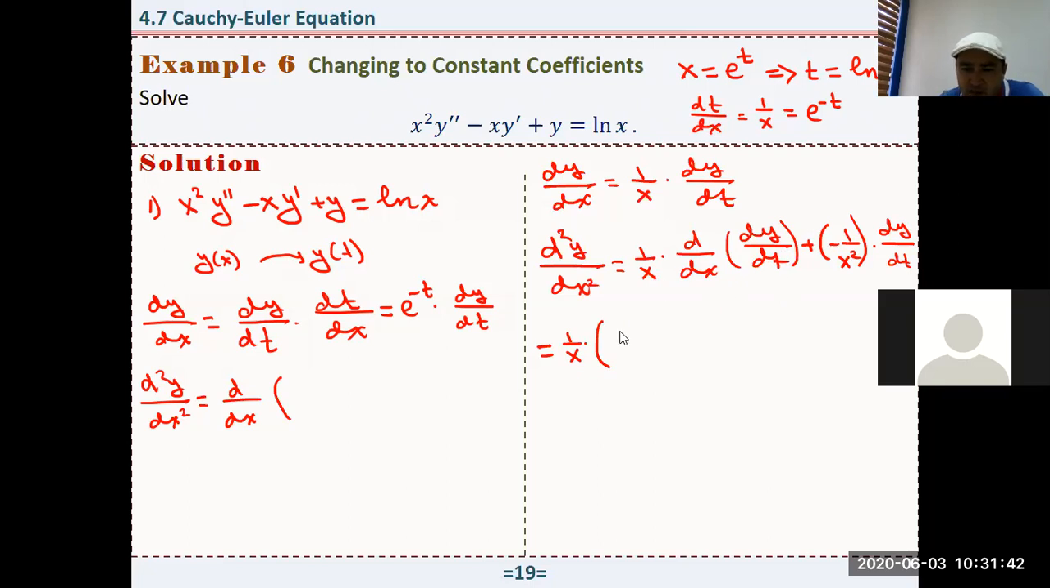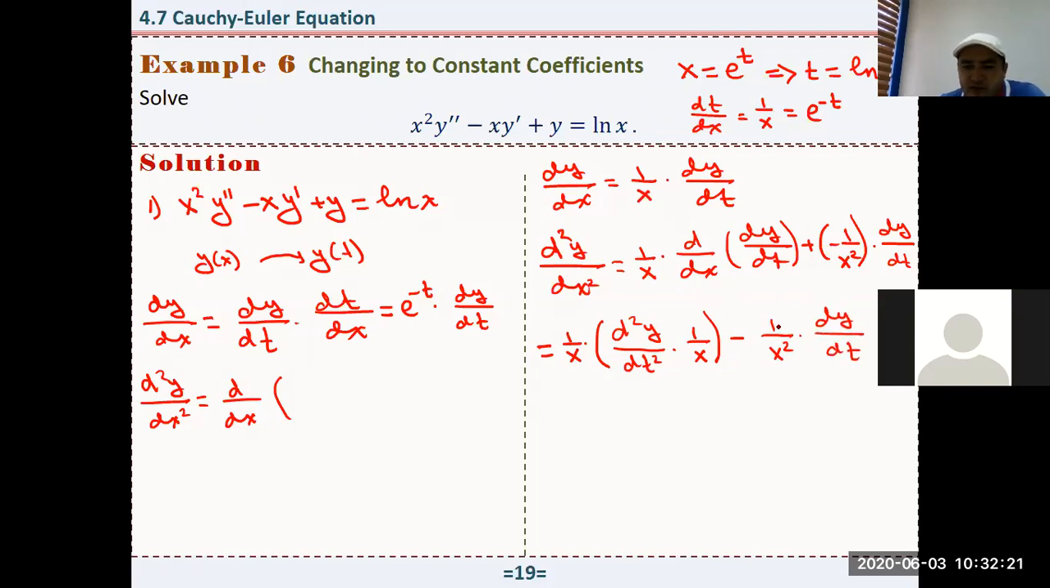So this thing is equal to d squared y over dt squared, just reviewing the actual derivative here. And after that, here we have dt/dx. What is dt/dx? dt/dx is equal to 1 over x. So here we have 1 over x, and with this, it is minus 1 over x squared times dy/dt.